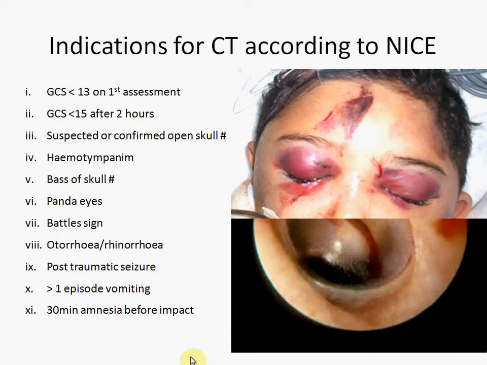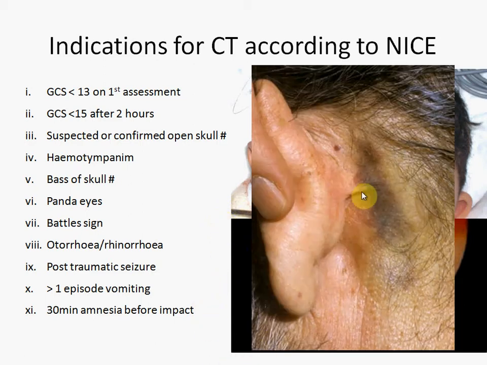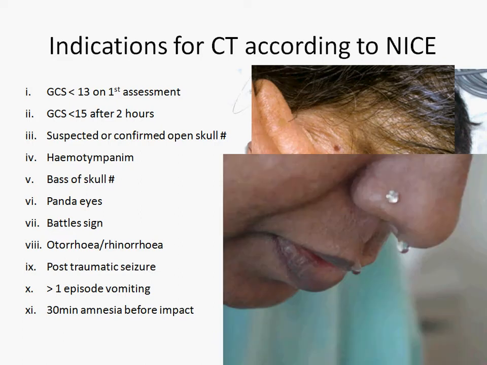What you're seeing here is panda eyes, or bilateral orbital ecchymosis, so there's bruising around both orbits, okay? This patient gets a CT head. This here, bruising behind the ear over the mastoid process, this is battle sign. This indicates also a base of skull fracture. This patient gets a CT head.